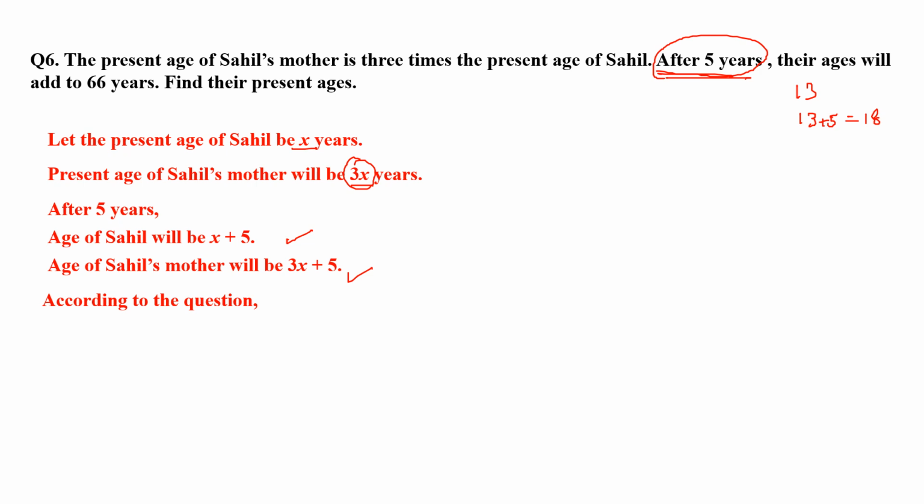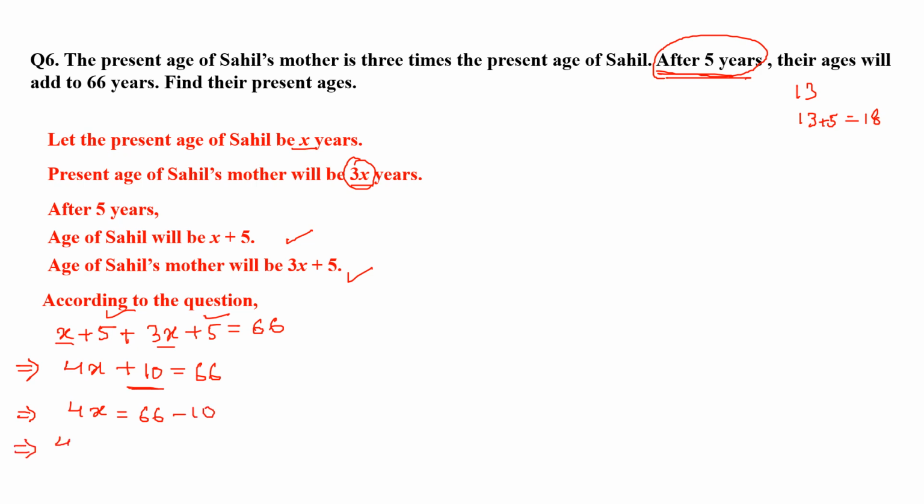Now, after 5 years, the age of Sahil was x plus 5. That you have to add with the age of mother after 5 years, which is 3x plus 5. And this value is given as 66. Now add the like terms, x and 3x, it is 4x, plus 5 plus 5, 10, equal to 66. Now I'm going to transpose plus 10 to the RHS. So it will become 4x equal to 66 minus 10. And 66 minus 10 will be 56. So from here you will get the value of x will be 56 divided by 4.